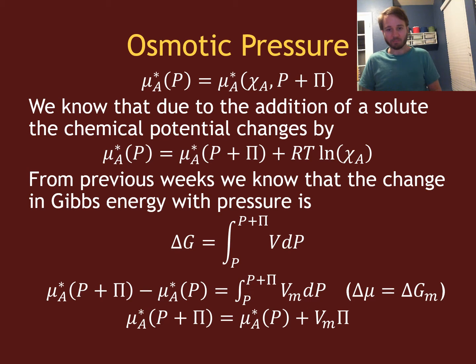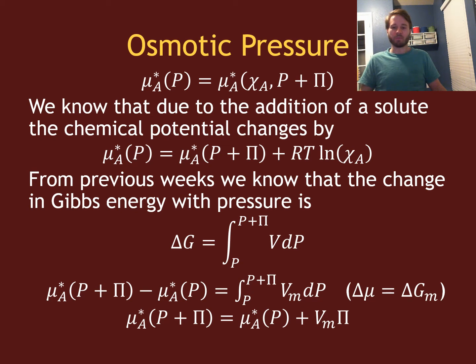Okay, so we know that because of the addition of a solute, the chemical potential of that liquid on the right side is related with the pure chemical potential of that liquid plus RT ln of the mole fraction of that liquid, assuming an ideal solution, an ideal dilute solution. So Raoult's law, right, so we have that.